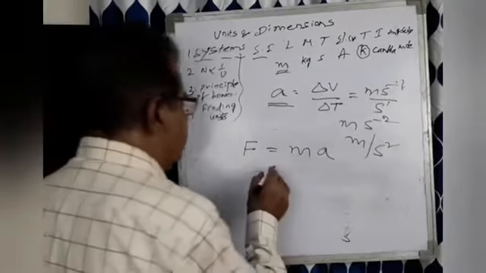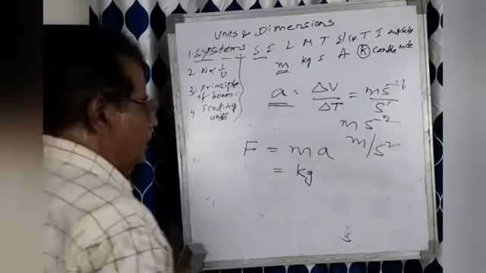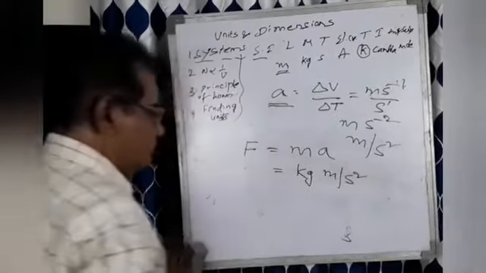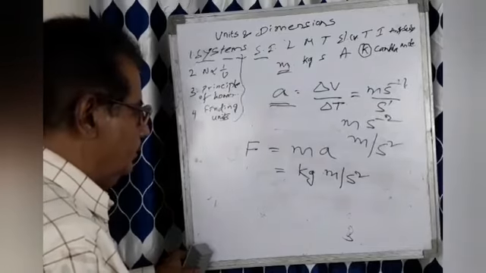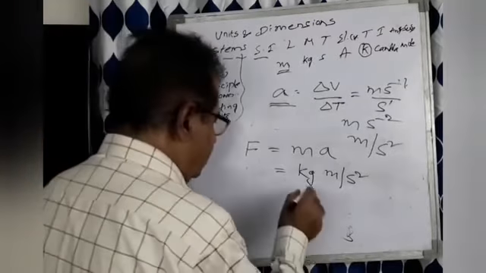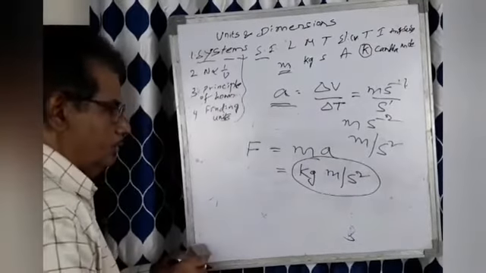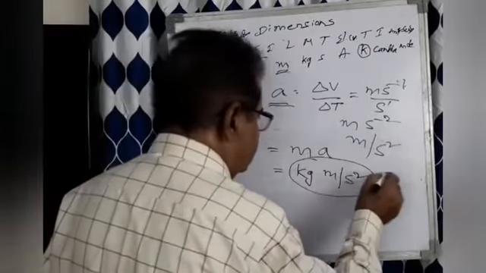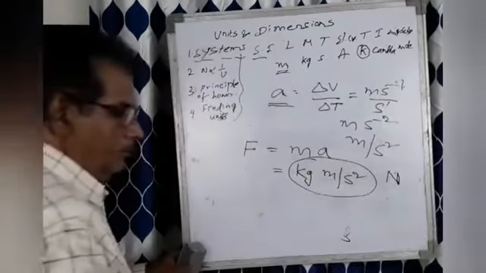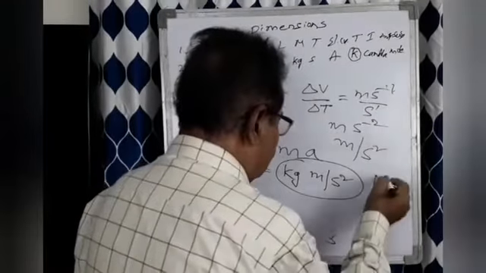So in this, m means mass, unit of mass kg. Acceleration means meter per second square. Kg meter per second square is the SI unit or MKS unit of force. In SI units, each unit is given the name of a scientist. That scientist here is Newton. So unit of force is Newton, N, capital N. Capital N is the unit of force.